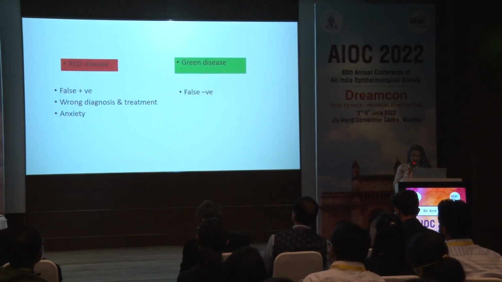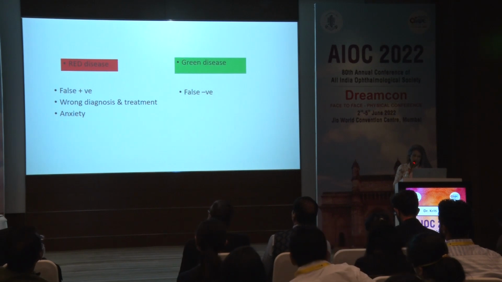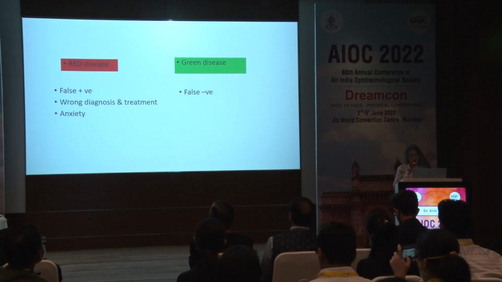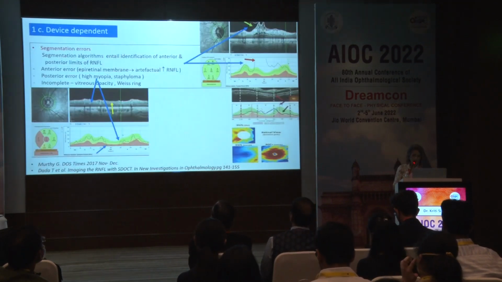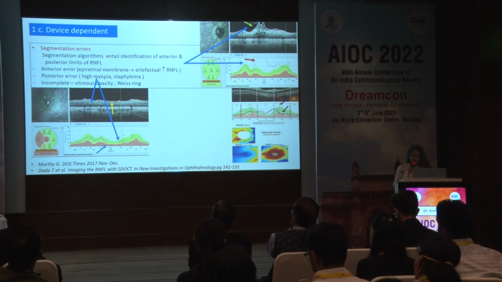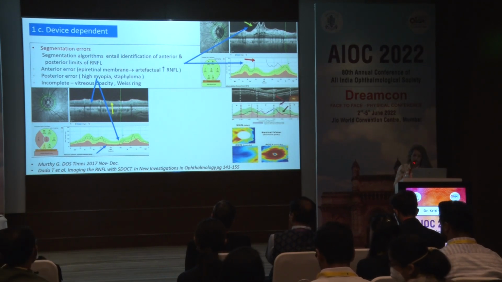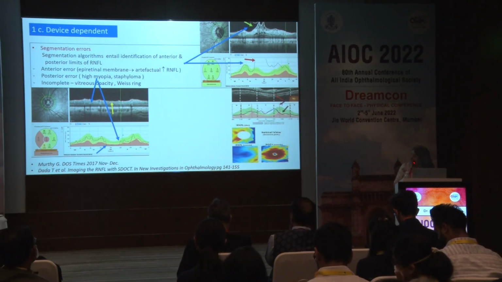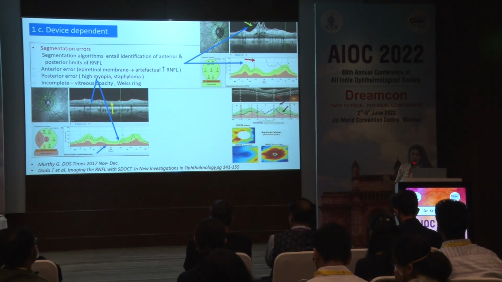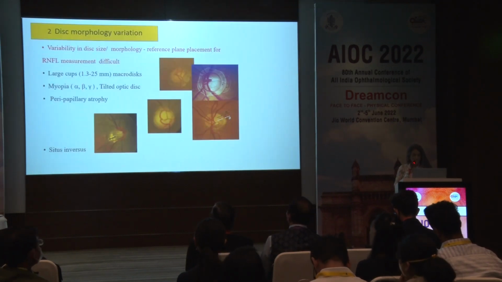Red disease means a false diagnosis or wrong diagnosis, with anxiety for the patient. So please avoid treating a red disease. Green disease means a false negative, complacency when actually there is a disease. So what are these? The segmentation errors. Like this is a patient with epiretinal membrane. If it is pulling up the RNFL, it will cause an artificial increase in RNFL and that will cause a green disease. Posterior error is high myopia or staphyloma. If the eyeball is larger, with a staphyloma, it is pushed back and that will show as a red disease. Incomplete would be vitreous opacity and PVD.